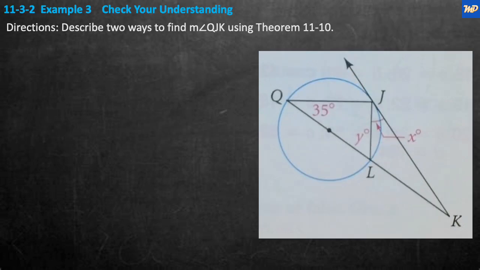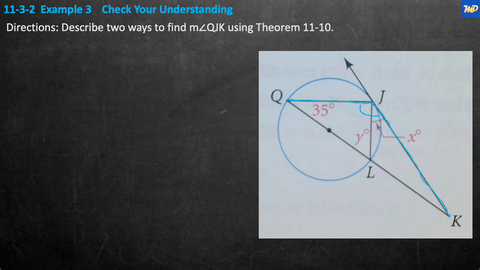Okay, example 3, check your understanding. Directions: describe 2 ways to find the measure of angle QJK using theorem 11.10. Okay, so they want us to look from Q along this angle here down to K, the long tangent. So there's the angle right through there. So go ahead and give it a shot. They want two ways to get that angle. I want you to give it a try, and when you come back, we'll try it together.